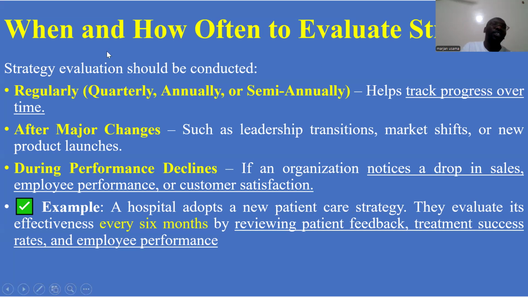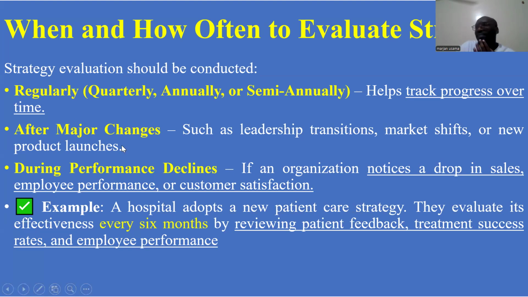So sometimes strategy evaluation should be conducted, number one, regularly. It can be quarterly. Quarterly means after maybe every 4 months. It can be annually, after every 12 months. It can be semi-annually, after every 6 months. So it helps track progress over time. So after every time, we have a specific time to measure or evaluate our strategy. So number one, regularly.